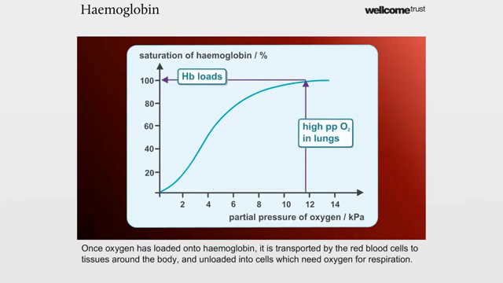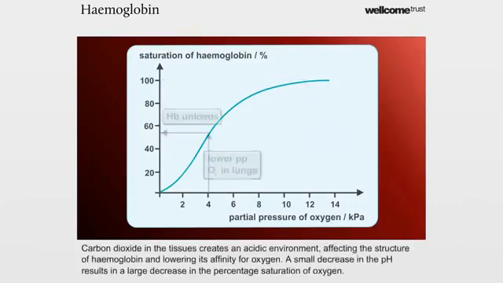Once oxygen has loaded onto hemoglobin, it is transported by the red blood cells to tissues around the body and unloaded into cells which need oxygen for respiration. Carbon dioxide in the tissues creates an acidic environment, affecting the structure of hemoglobin and lowering its affinity for oxygen. A small decrease in the pH results in a large decrease in the percentage saturation of oxygen.